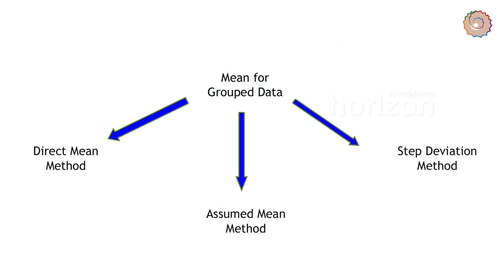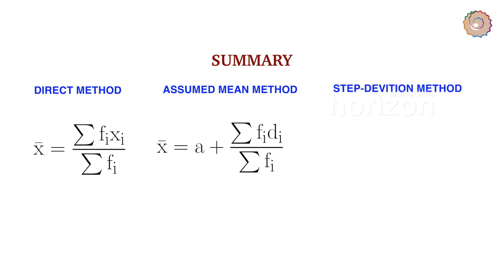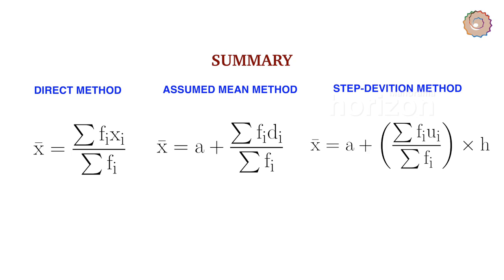The mean for grouped data can be found by the direct method, assumed mean method and step deviation method. The formulas for the same are: x bar is equal to sigma fi xi divided by sigma fi; the assumed mean method is given by x bar is equal to a plus sigma fi di divided by sigma fi; and the step deviation method is given by x bar is equal to a plus h in brackets sigma fi ui divided by sigma fi.